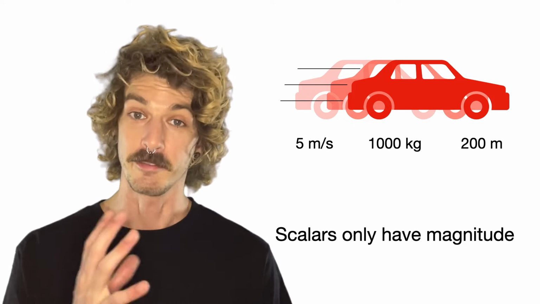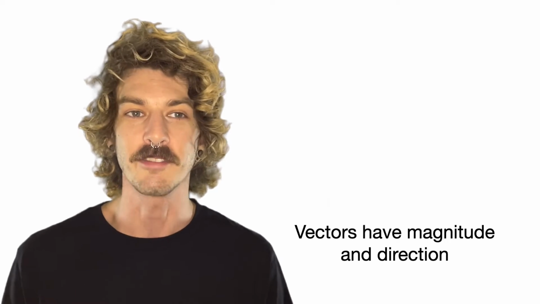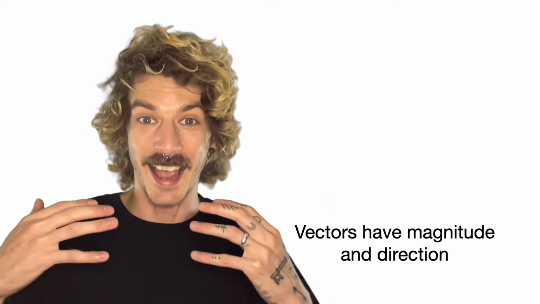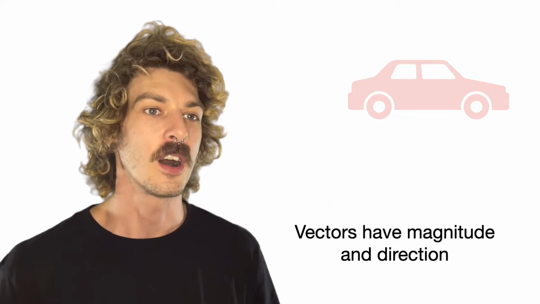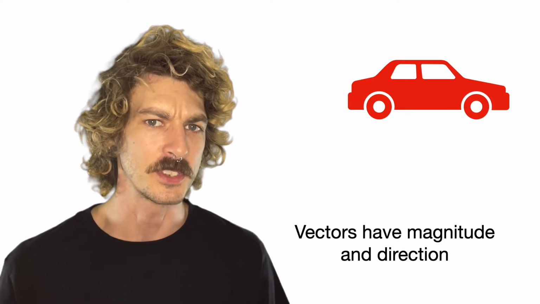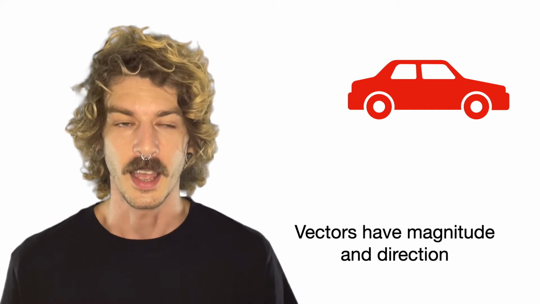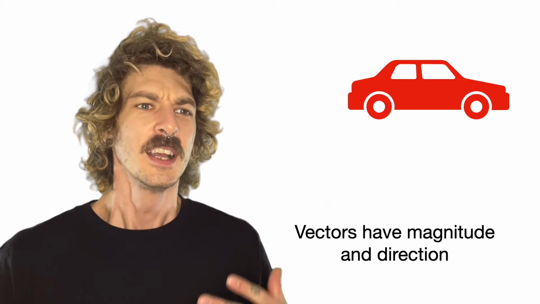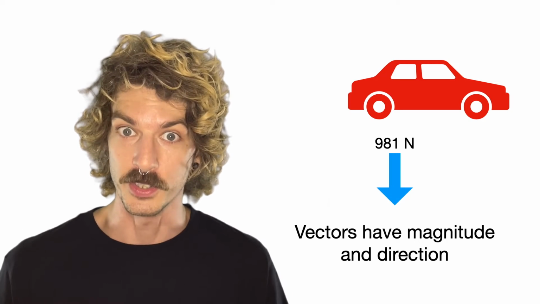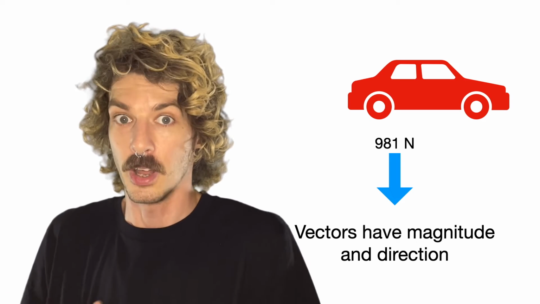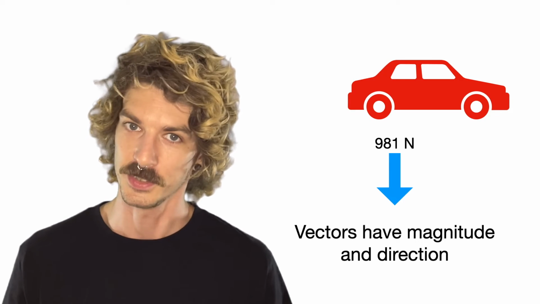Well, vectors have magnitude, but they also have a direction. So these not only have a quantity of something, but that quantity is acting in a specific direction as well. Let's take the example of the car that we had before. Some of the vector quantities that might be associated with this car are weight, displacement, and velocity. So the weight of the car will be 981 newtons acting downwards. We've got a quantity, a magnitude, 981, and we've got a direction, downwards.